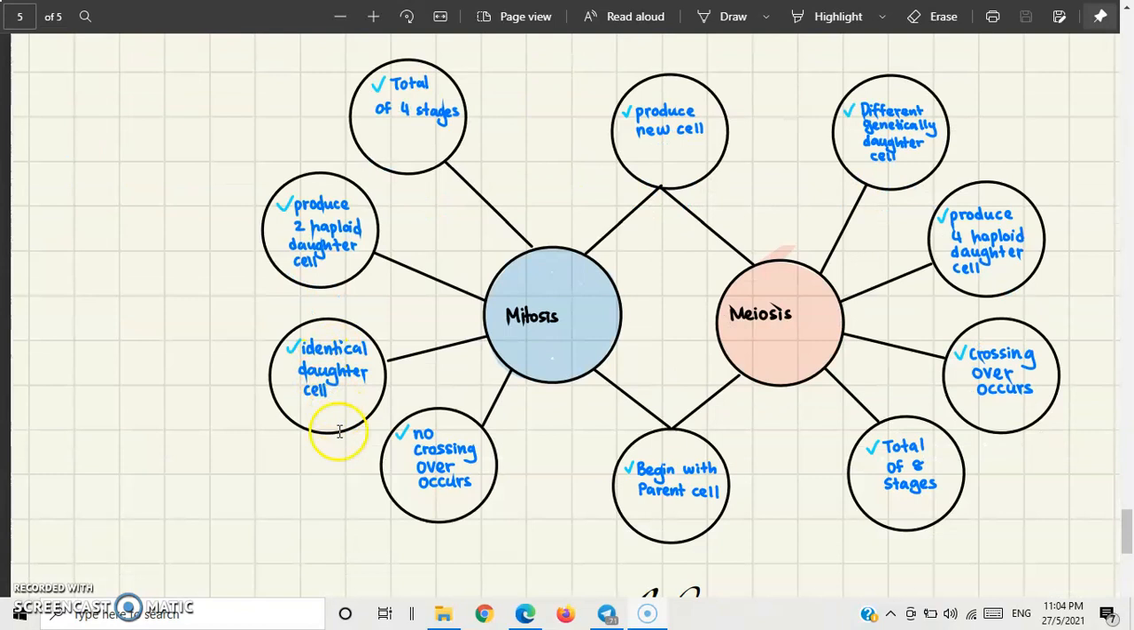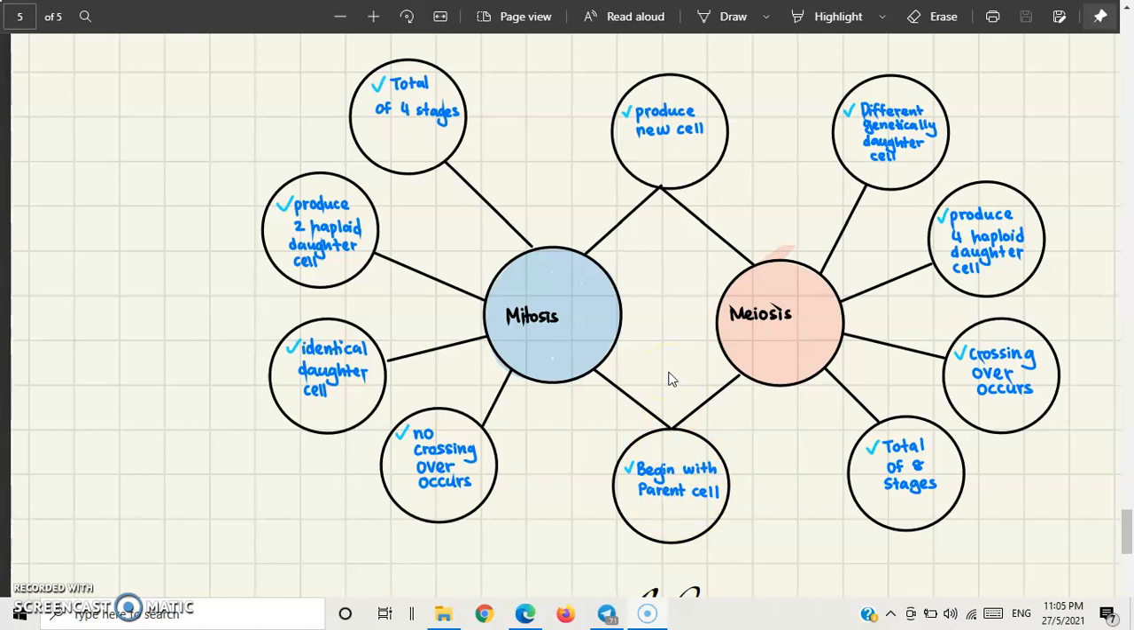Okay, next we go to the comparison between mitosis and meiosis. We go to the similarities first. First similarity, mitosis and meiosis are both processes that produce new cells. Then second similarity, both processes begin with the parent cell.